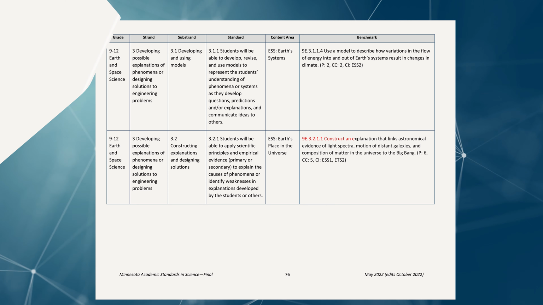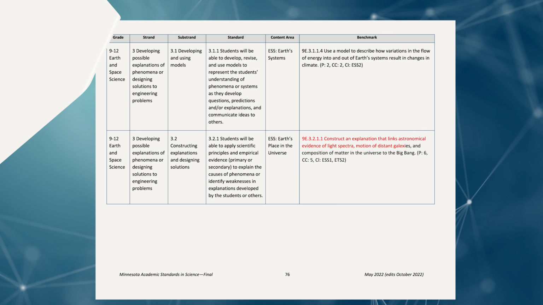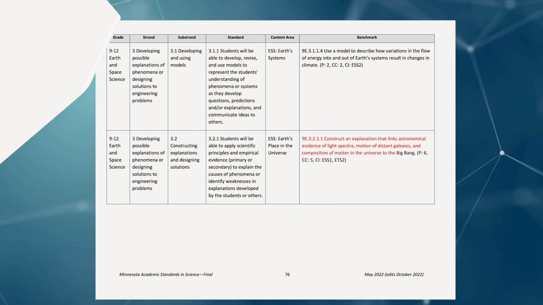9E3211. Construct an explanation that links astronomical evidence of light spectra, motion of distant galaxies, and composition of matter in the universe to the Big Bang.